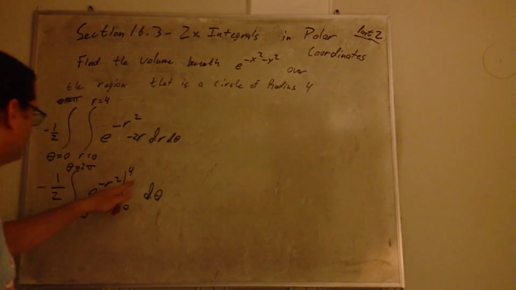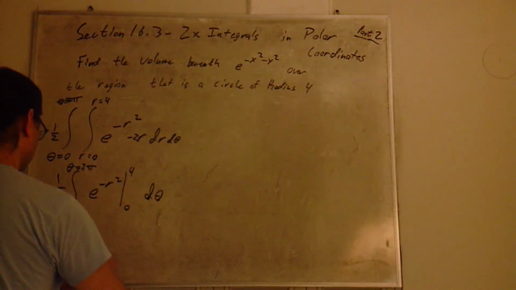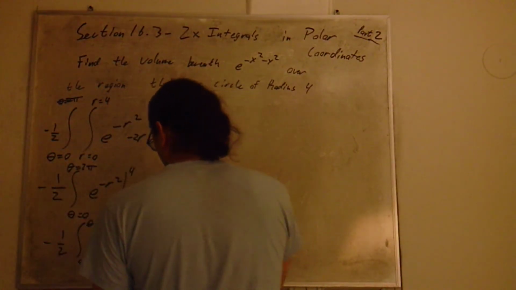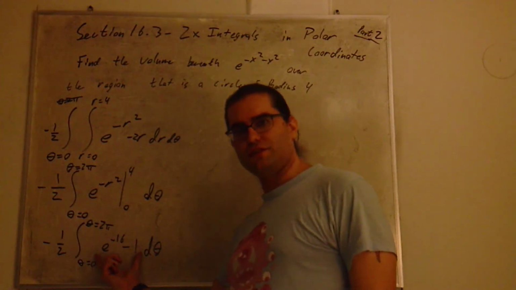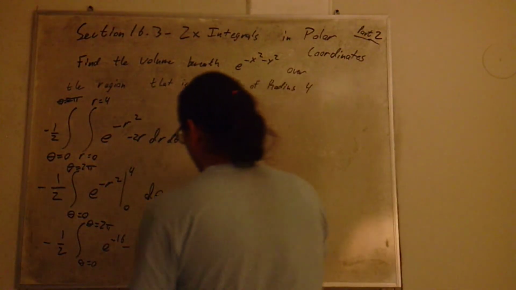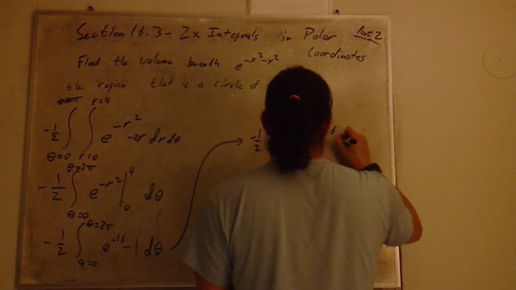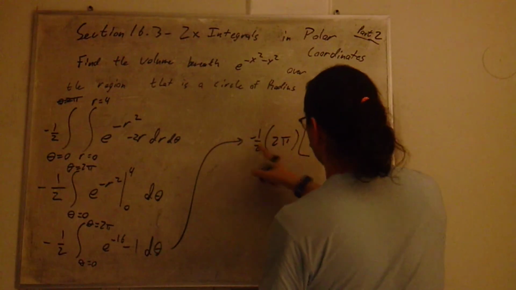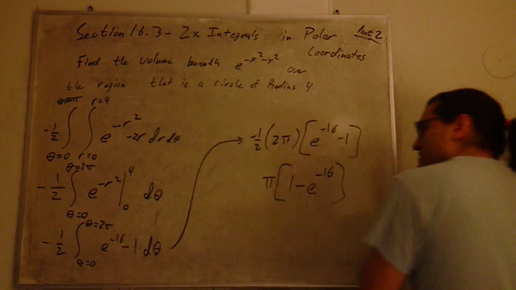So e to the negative 16th minus 1, d theta. And again, this looks a mess, but it's secretly just a constant. When you're integrating just a constant d theta from 0 to 2 pi, you're just multiplying it by 2 pi. So this is negative 1/2 times 2 pi times e to the negative 16th minus 1, which we could clean up a little bit by saying these guys cancel, the 2 and the 1/2 cancel, and I'm going to use the negative to switch the order of this subtraction. So I'm going to say that this is pi times 1 minus e to the negative 16th power, which is just a tiny, tiny, tiny bit less than pi.